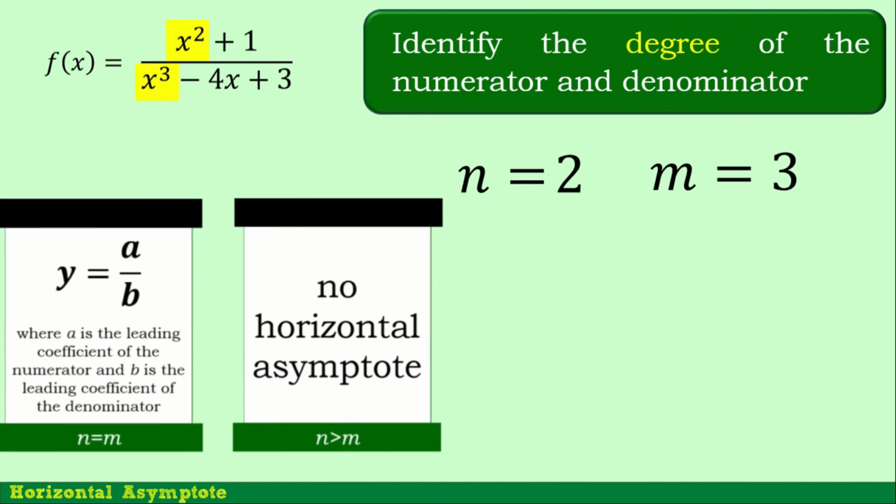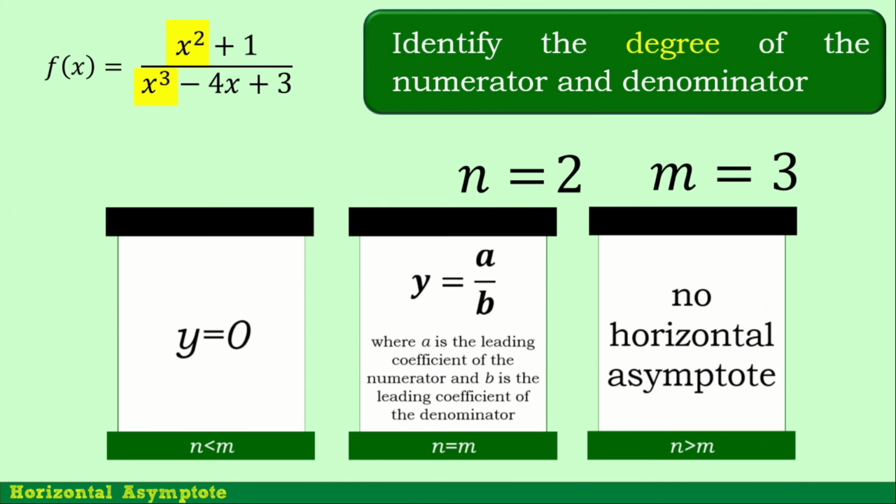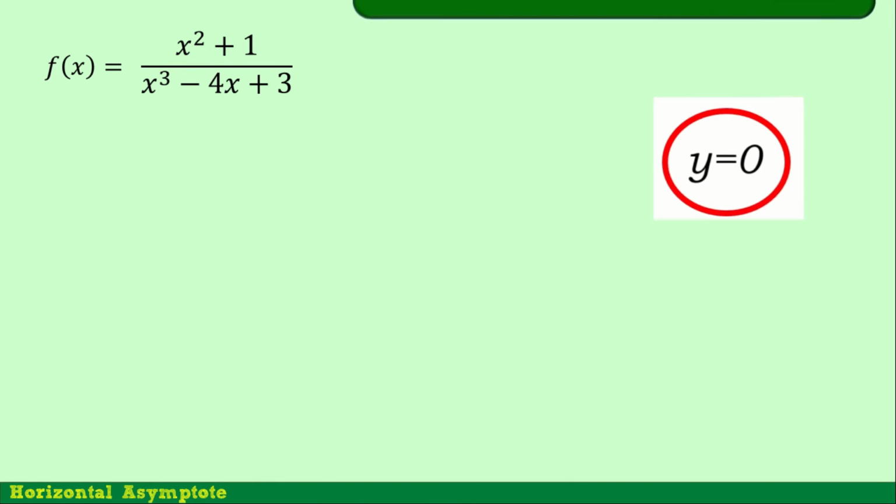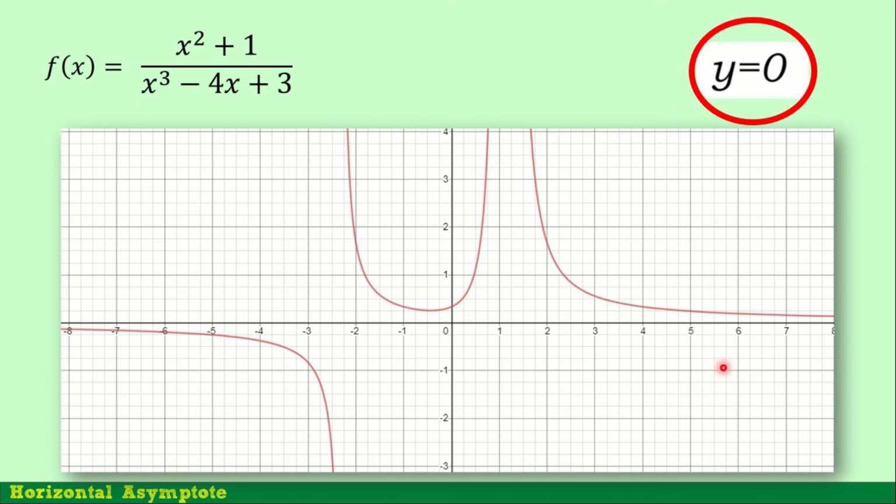After that, we are going to recall the 3 important conditions. Since n is equal to 2 and m is equal to 3, that means n is less than m. Among the 3 conditions, that is the first condition, wherein n is less than m. In the first condition, the horizontal asymptote is y is equal to 0. Automatically, our answer is y is equal to 0. That's it. Now, this is the graph of our rational function. As you can see, this is the horizontal asymptote at y is equal to 0.